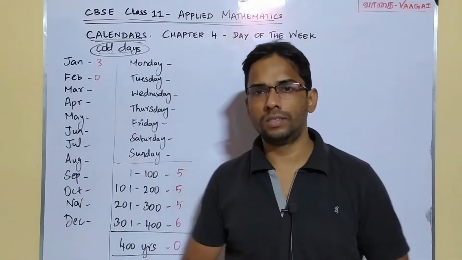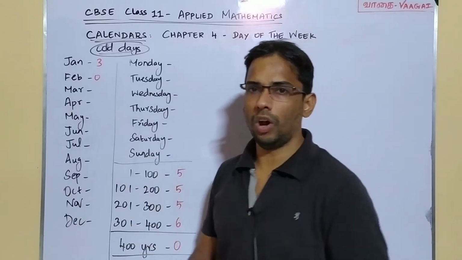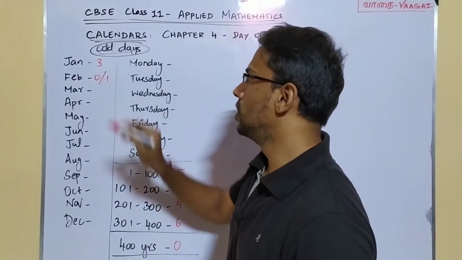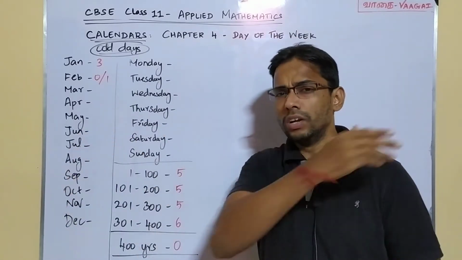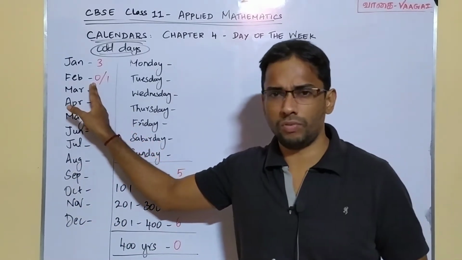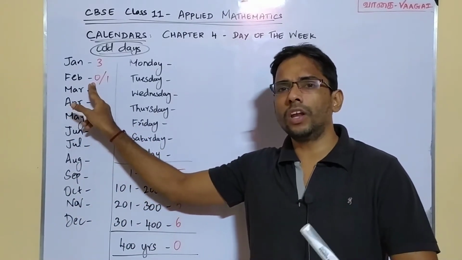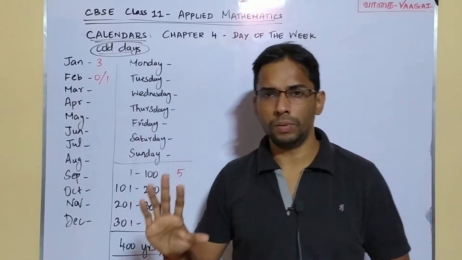And the other case is, what if your February has 29 days? You will have 1 odd day. So let me make a slash and put that 1 here. Representing that, if the year you are taking is an ordinary year, you will have 0 odd days for February. Whereas if the year is a leap year, you will have 1 odd day for February. That's the thing.